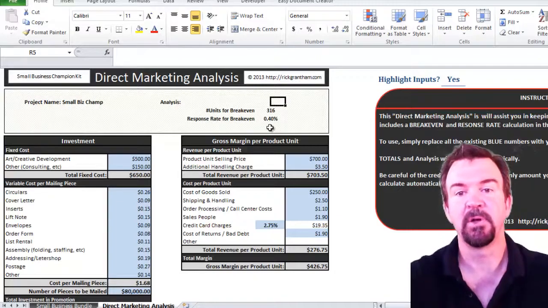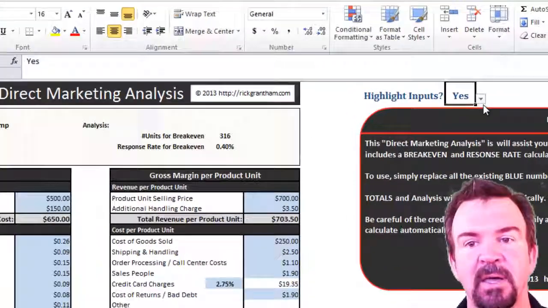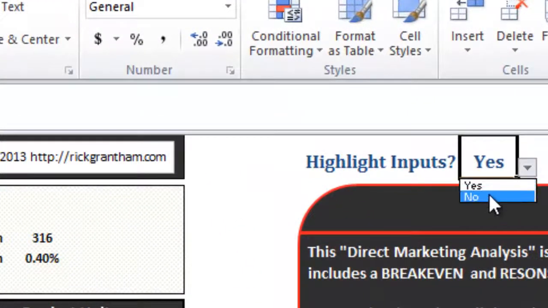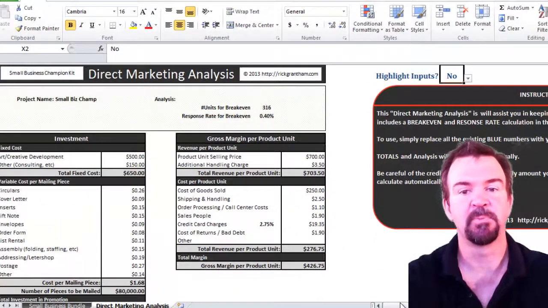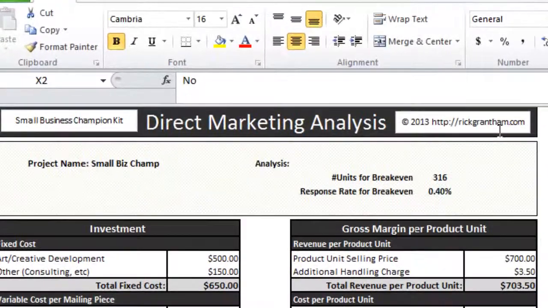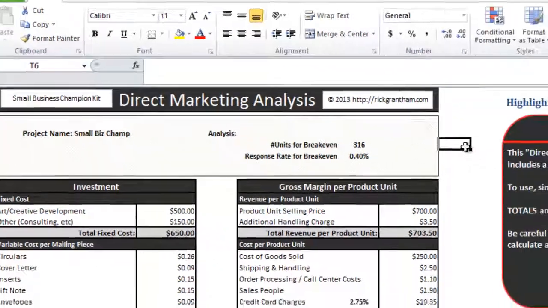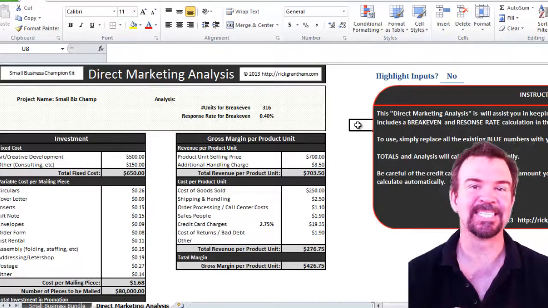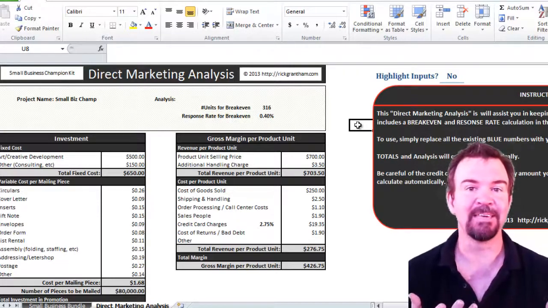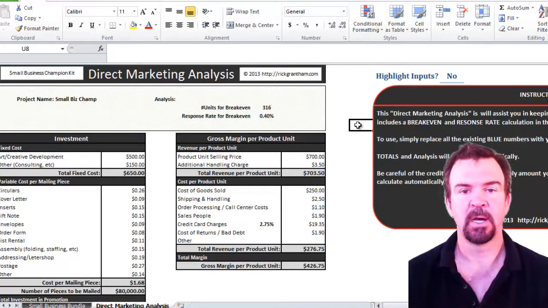So if you're ready to print this, you can come to the right-hand side and select Highlight Inputs to Know. It removes all of the blue. And so now you'd be able to print this. And if you want to get rid of the Grantham.com paraphernalia up at the top, there's no reason you can't just click on that and delete that. So this is it. This is Direct Marketing Analysis Excel template. This is immediately available for download.